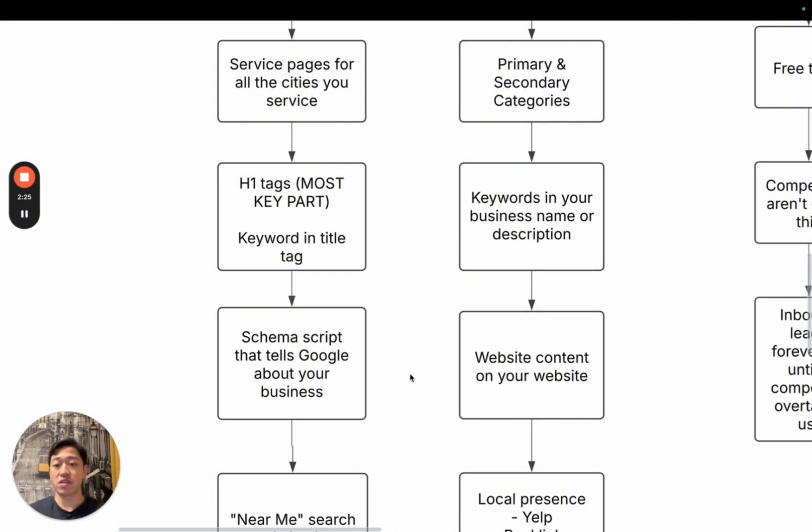cities that you service. Without the schema script that you provide to Google, Google won't know what your service is, and you won't rank for the near me searches. So whenever a homeowner searches X installation near me, you'll be ranking for those if you have the schema script. All this is pretty complex, but it should make a drastic change in your SEO and ranking on Google.